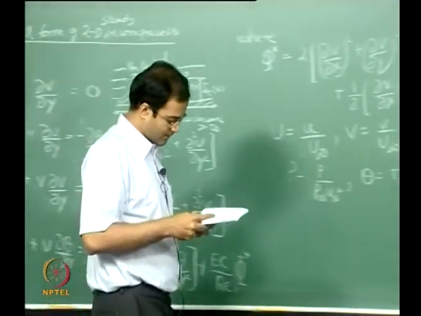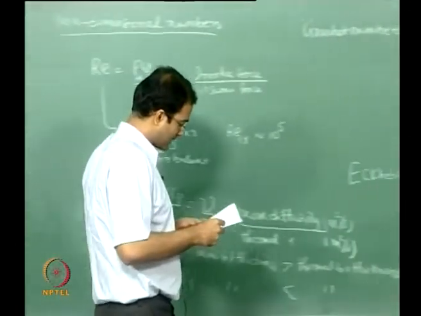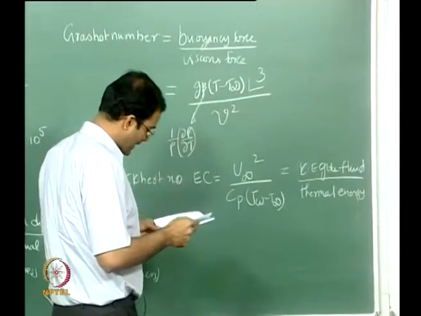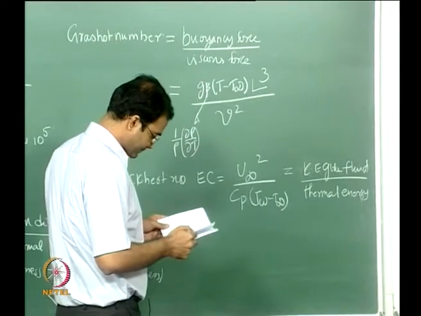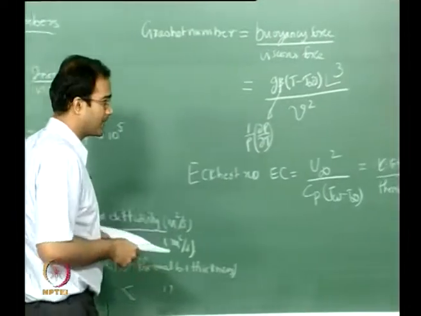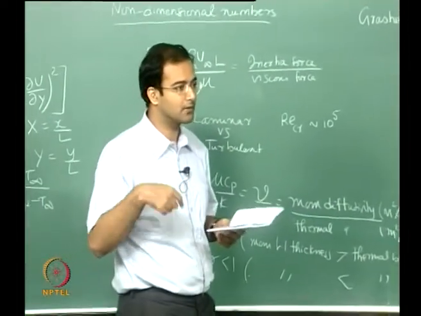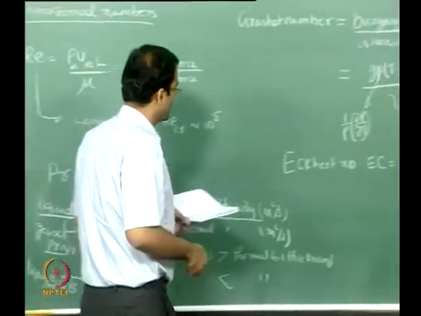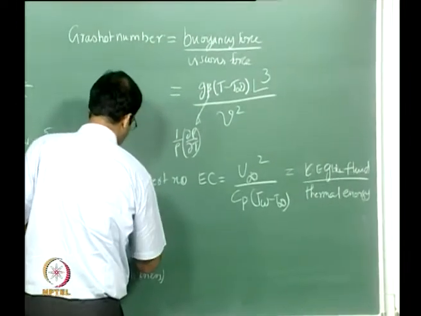Alright, so these are some of the non-dimensional numbers. We will go ahead and define one or two more which are important for heat transfer. Although they do not appear in the governing equations, we will use them very routinely. One is the Nusselt number.